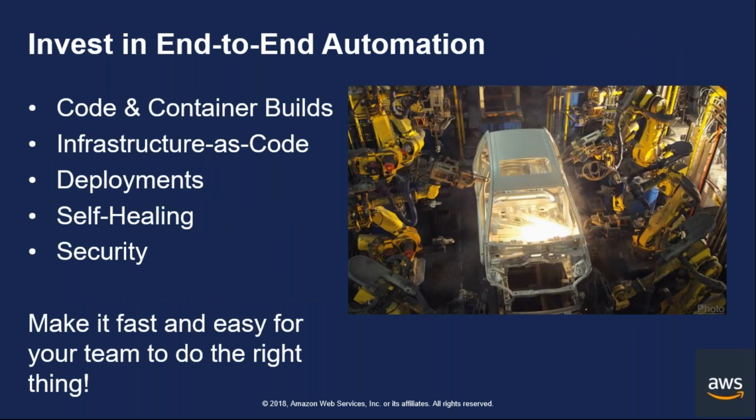End-to-end automation, this is very important. As much as automation is there, it should be implemented, because the less you let users touch the pipeline, the better it is for you. So you should try to automate the code and container builds, your infrastructure as code patterns, your deployments, your self-healing, and security. Most of it you can actually automate, and you should implement the automation as soon as possible in your environment.